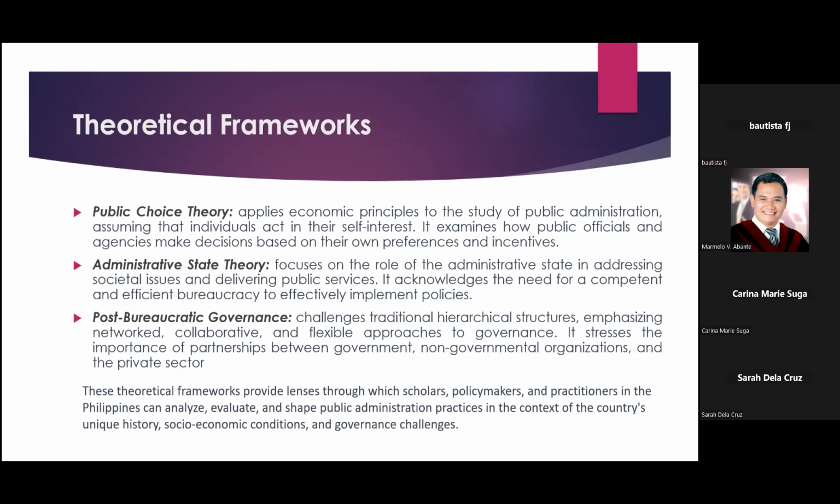Post-bureaucratic governance challenges traditional hierarchical structure, emphasizing network, collaborative, and flexible approaches to governance. It stresses the importance of partnership between government, non-government organizations, and the private sector. These theoretical frameworks provide lenses through which scholars, policymakers, and practitioners in the Philippines can analyze, evaluate, and shape public administration practices in the context of the country's unique history, socioeconomic conditions, and governance challenges.